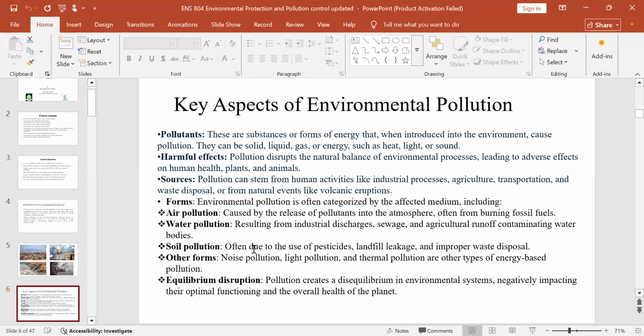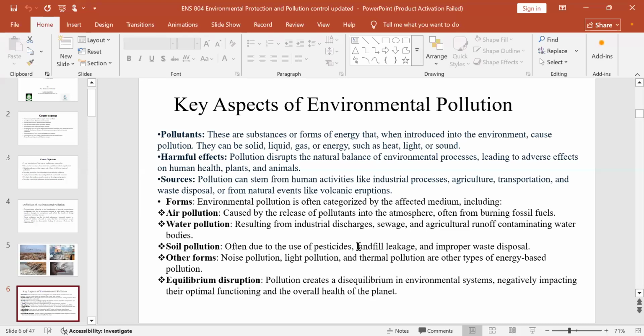Then soil pollution is often due to the use of pesticides too. Pesticides, landfill leakage, and improper waste disposal. So with pesticides, this application of agrochemicals retains pesticides on the soils, as well as enriches some of them into groundwater and even sometimes surface water.